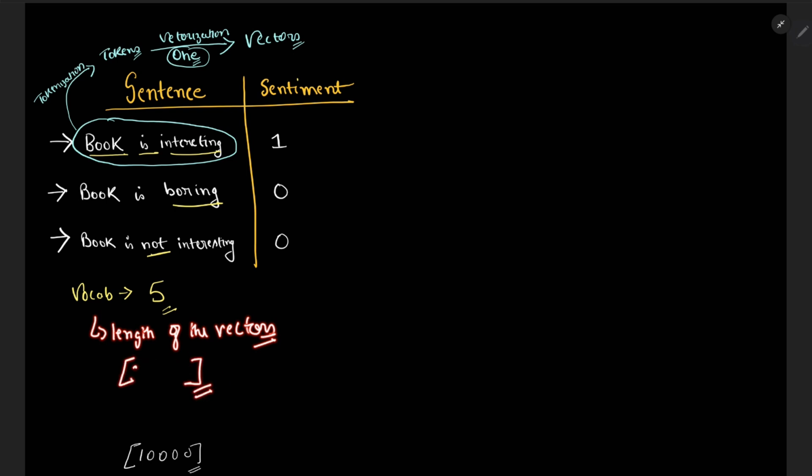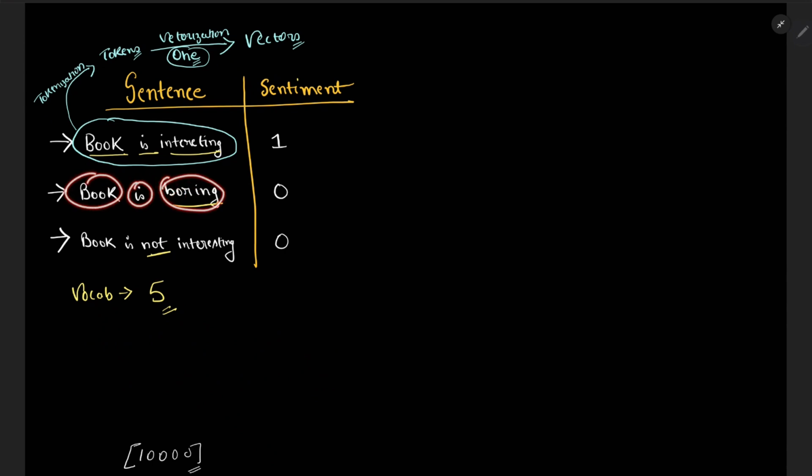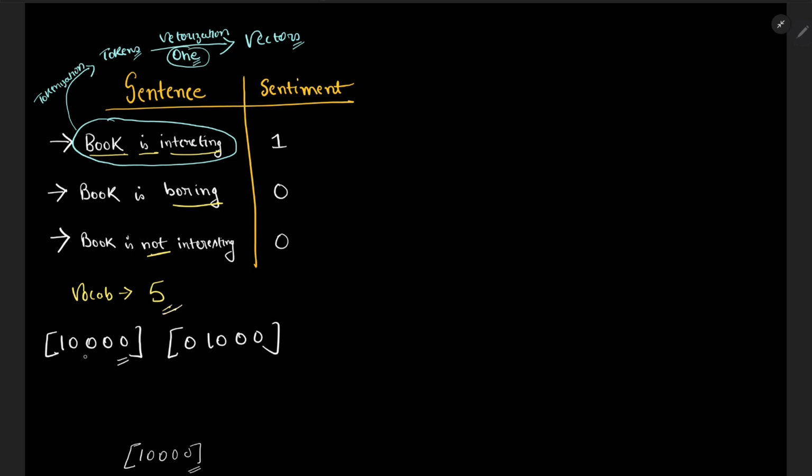Now with these 5 vectors, it will look something like 0 0 1 0 0 or 1 0 0 0 0. The length will be 5. Now this vocabulary is 5. That means with these 5 elements of a vector, we can represent any word in our corpus. Suppose book will look something like this, 1 0 0 0 0. Is will look something like this. There are 5 elements. Vocabulary is 5, so there are 5 elements. Interesting will look something like this.